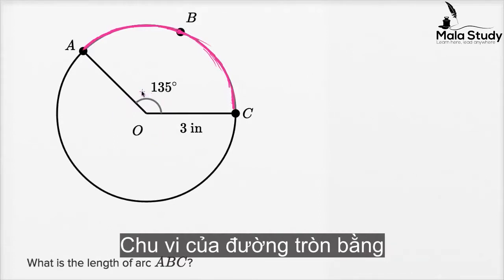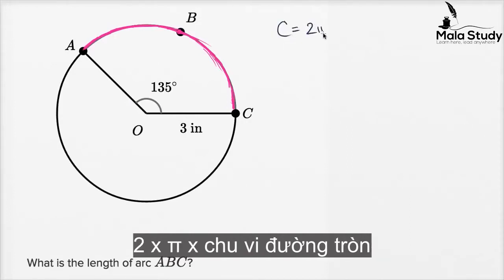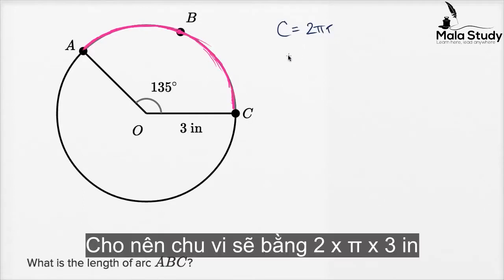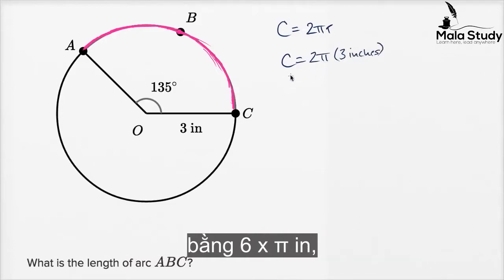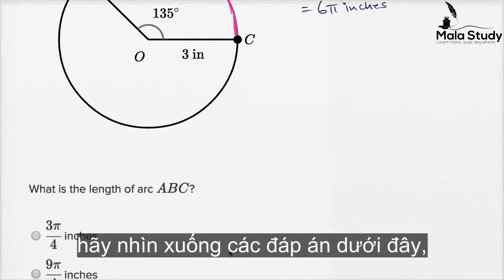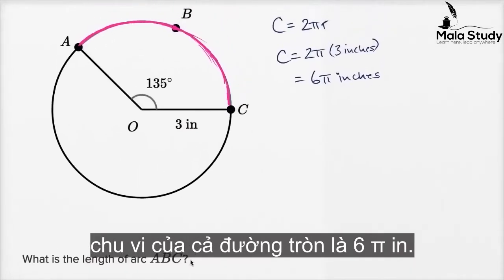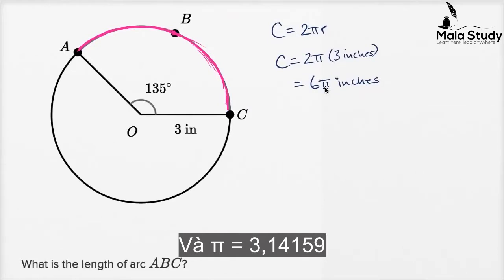But let's first think about the circumference. The circumference of a circle is equal to 2 pi times the radius of the circle, and they give us the radius: 3 inches. So the circumference is going to be 2 pi times 3 inches, or 2 times 3 is 6, times pi, so it's going to be 6 pi inches. Actually, if you look at the choices, the entire circumference of the circle is 6 pi inches. And remember, pi is 3.14159.